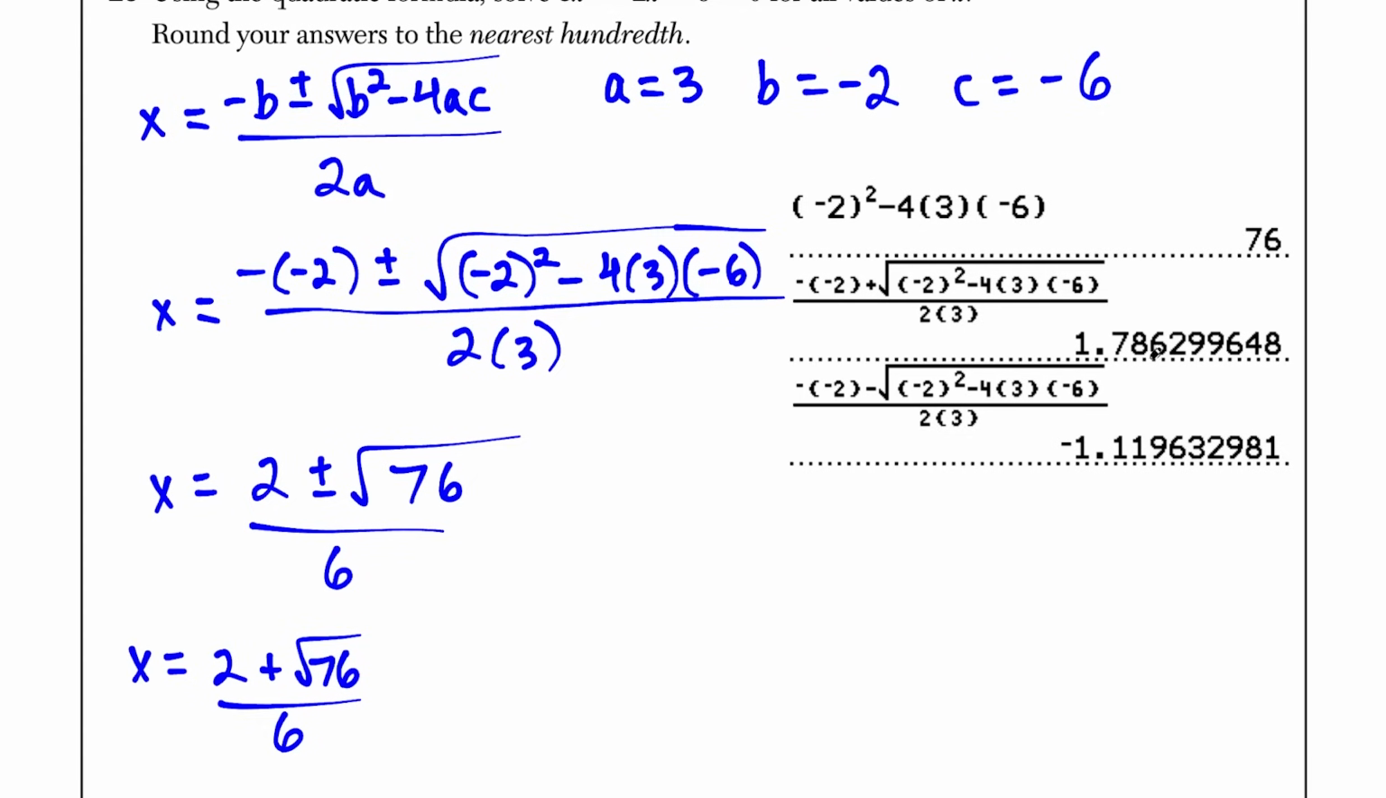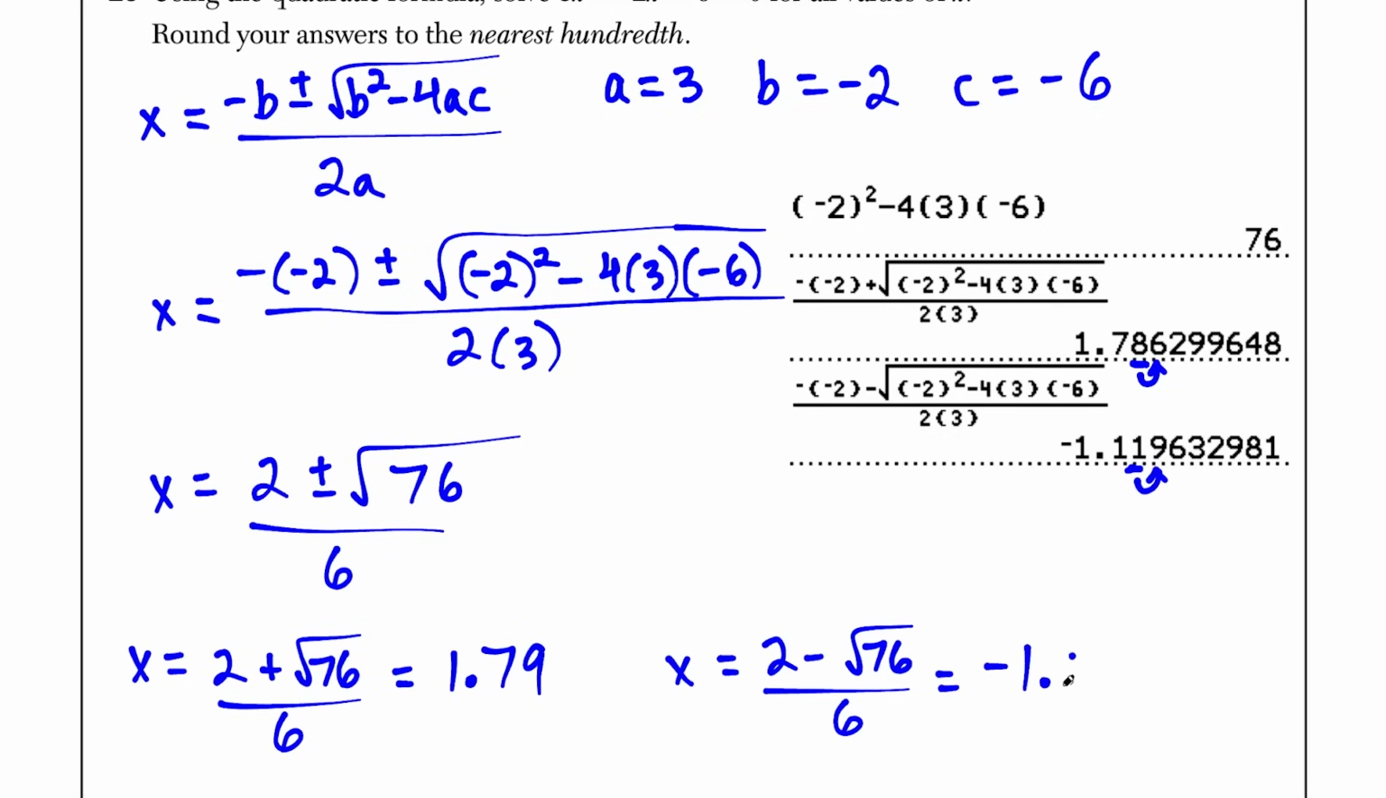Okay, and for this one, the plus solution worked out to this decimal value here. So I'm rounding to the nearest hundredth. So I look out to the hundredth place, and to the right is a 6, which is bigger than 5. So I'm rounding up to 1.79. So this I could just say is equal to 1.79. So here's one answer, and then the second answer, we're going to have 2 minus the square root of 76, all divided by 6. And if I round this answer to the nearest hundredth, I look to the hundredths place is a 1, to the right is a 9, so I'm rounding this one to negative 1.12. Okay, so here are our two answers.